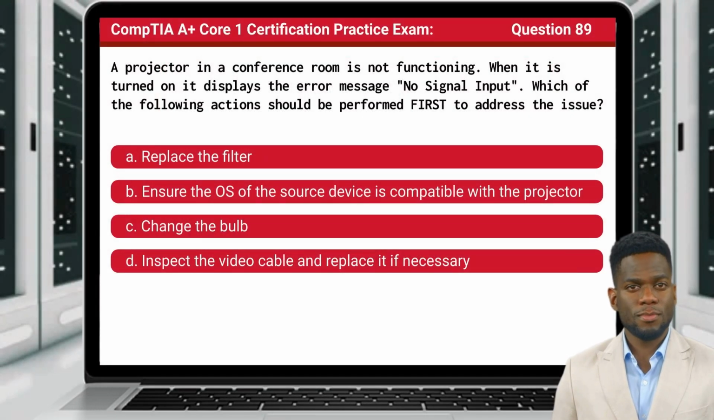Question 89. A projector in a conference room is not functioning. When it is turned on, it displays the error message, "No signal input." Which of the following actions should be performed first to address the issue?